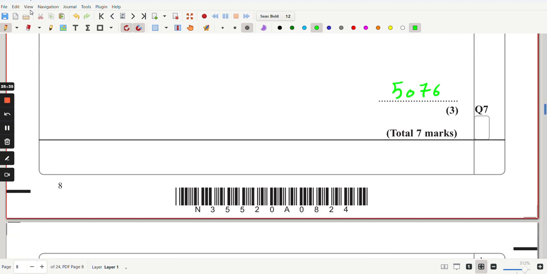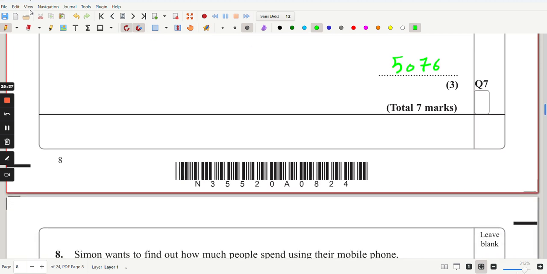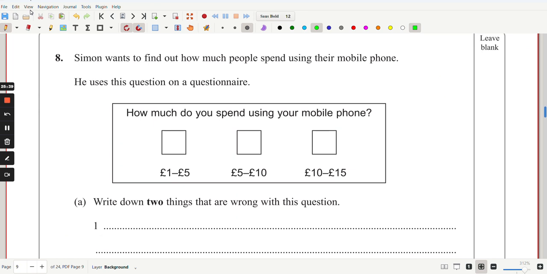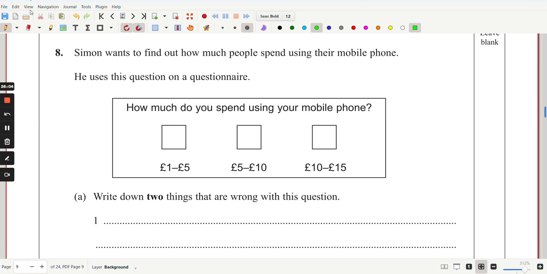Now next, question 8. Someone wants to find out how much people spend using their mobile phone. He uses this question on a questionnaire. How much do you spend using your mobile phone? £1 to £5, £5 to £10, £10 to £15. Write down two things that are wrong with this question.